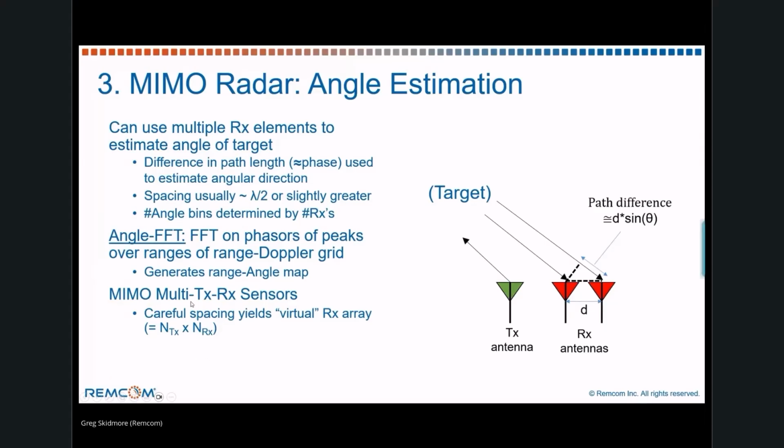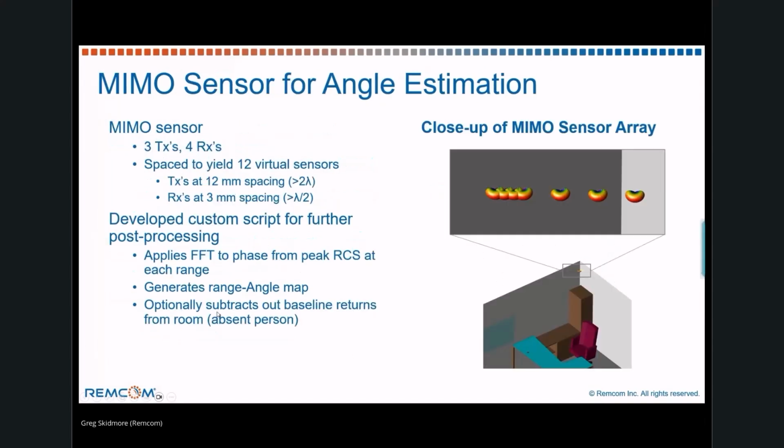In the example I'm going to show, we actually have a MIMO system that has 3 transmitters and 4 receivers, and we space those carefully in a way that allows it to act as if we had 12 receivers, and that gives us 12 angle bins. And so this is what our array looks like. We have the 3 transmitters, we have 4 receivers. They're about half a wavelength apart. Transmitters are a little more than 2 wavelengths apart. And that allows us to then do this angle estimation that we'll show in a moment.